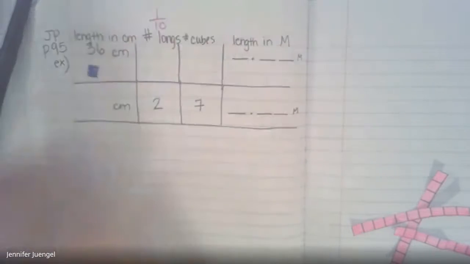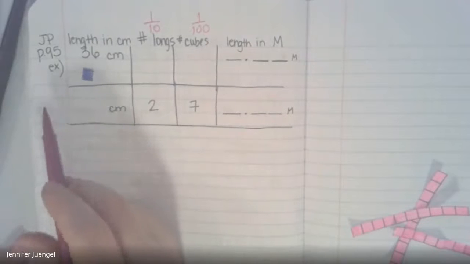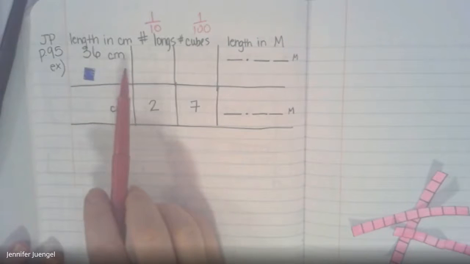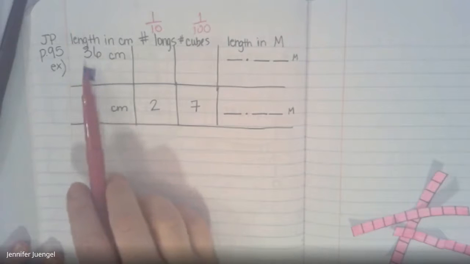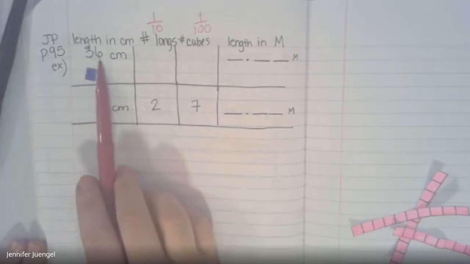Remember that a long represents 1/10, like a dime, and cubes represent 1/100th. So you have to think, okay, well, if 1 whole means 1.00, and I don't have an entire meter here, I've only got one small chunk, 36 centimeters. How many tenths do I have? What digit in this number represents the tenths place? How many longs are there?